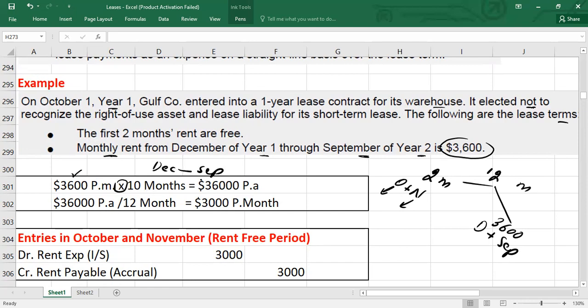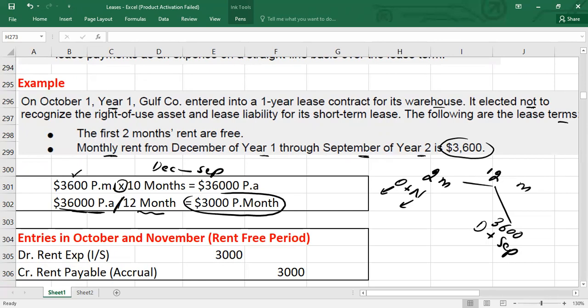So it means you will pay a total of $36,000. This is what you are going to pay for this 1 year lease. Now, we will take this $36,000 which you are going to pay and divide it by 12 months, because the lease duration is 12 months. So you will divide by the lease duration. It means your monthly rent expense should be $3,000.